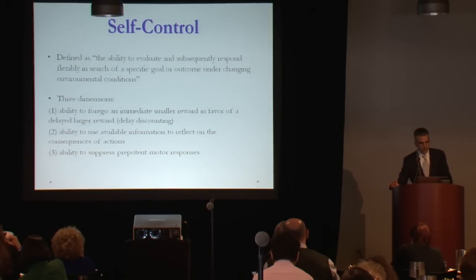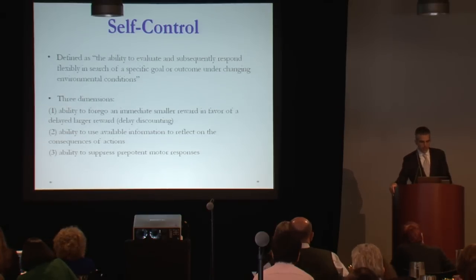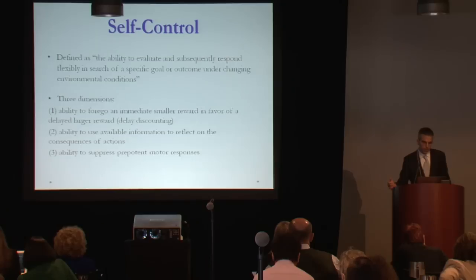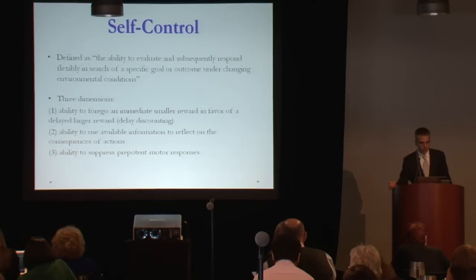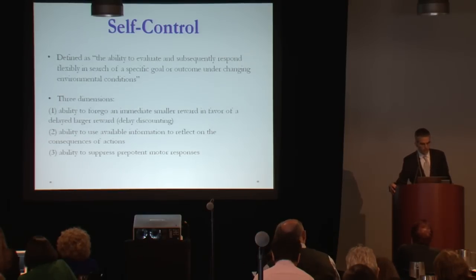So the domain that I'm going to be talking about today, as one way to compare the disorders, is the domain of self-control. One definition that's been posited for self-control is the ability to evaluate and subsequently respond flexibly in search of a specific goal or outcome under changing environmental conditions. And there are at least three dimensions of self-control that have been examined in the literature.